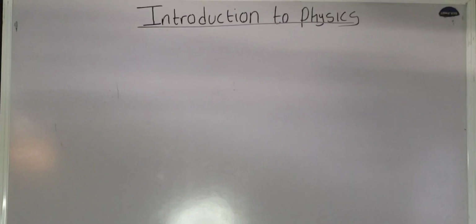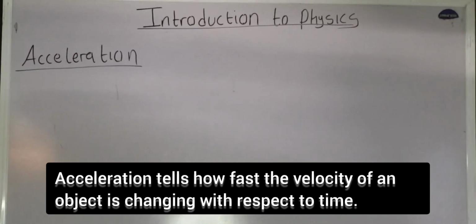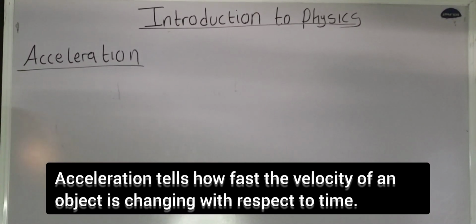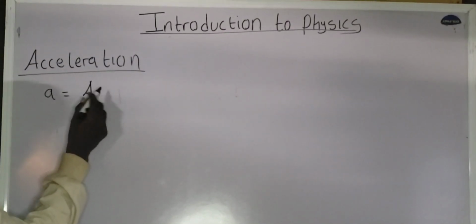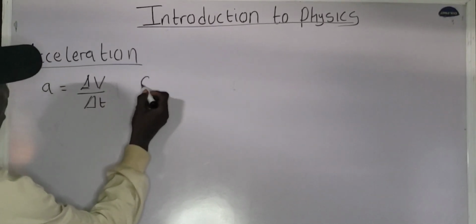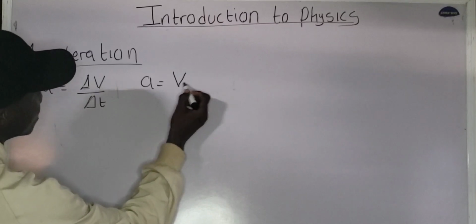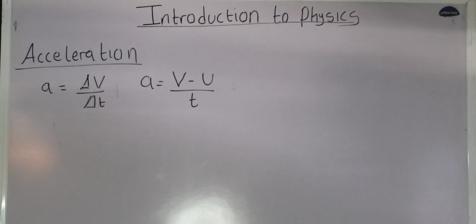Do you understand? Now let's talk about acceleration. Acceleration tells us how fast the velocity of an object is changing with respect to time, and it is represented mathematically as a equals change in velocity all over change in time. That is, a is equal to the final velocity minus the initial velocity all over t. Do you understand? So acceleration tells us how the velocity of an object is changing with respect to time.